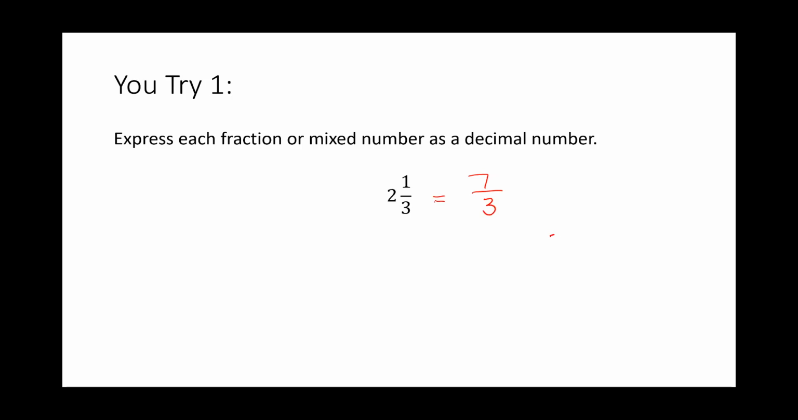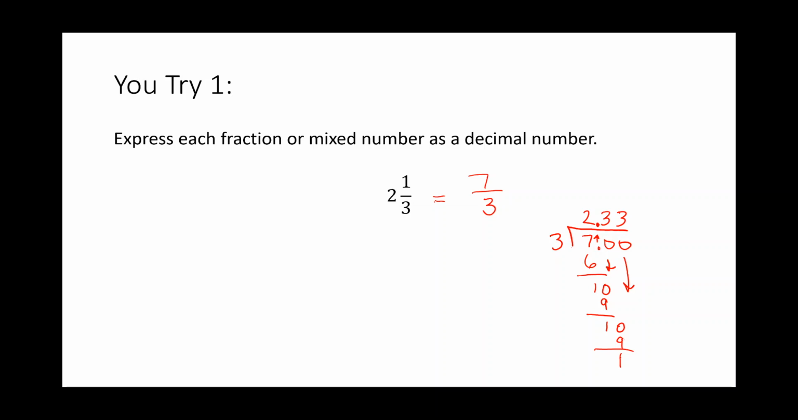Then 3 goes on the outside, 7 goes on the inside. 3 goes into 7 2 times. 2 times 3 is 6. Let's drop the 0 down. 3 goes into 10 3 times. 3 times 3 is 9. 1 left over. So I have 10 again, so I'm seeing that pattern. 3 goes into 10 3 times. 3 times 3 is 9. There we go, 1. I would just do 10 again.